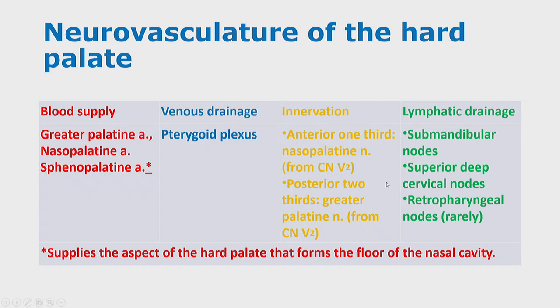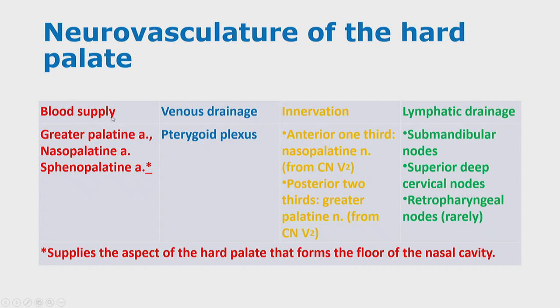Foramen rotundum. Then we have the posterior 2/3 of the hard palate, which is innervated by the greater palatine nerve, which is also a branch of the maxillary nerve, and it's supplying the backside, mainly the posterior 2/3 of the hard palate.